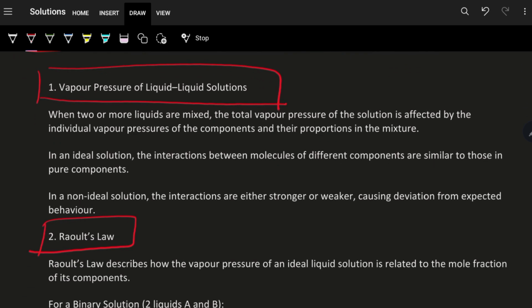Now, vapor pressure of a liquid-liquid solution. I have taken two liquids, say A and A dash.